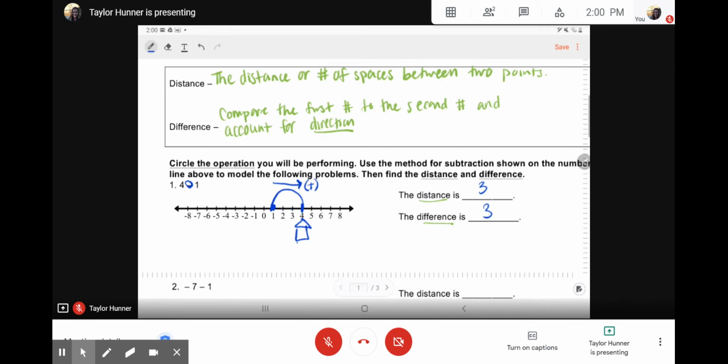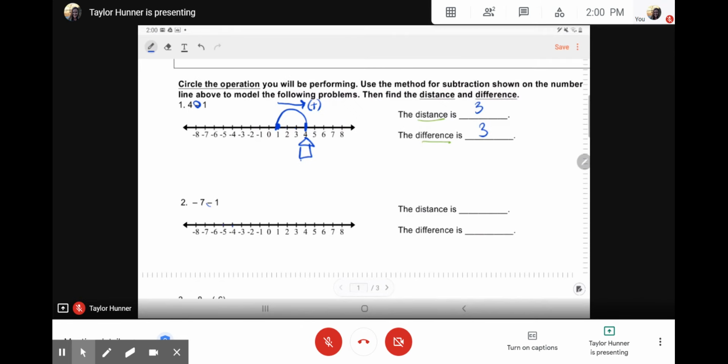This next one is negative 7 minus 1. Well, this is my operation sign. I circle that because I don't want to get confused with which is negative or positive. So my first number is negative 7. That means that's my home. My second number is a positive 1. So now this right here is the distance. I have 1, 2, 3, 4, 5, 6, 7, 8 spaces in between there. And the difference, okay, well, I ended up here and I want to go back in this direction. So now I'm actually going in a negative direction. So my difference is now negative 8.